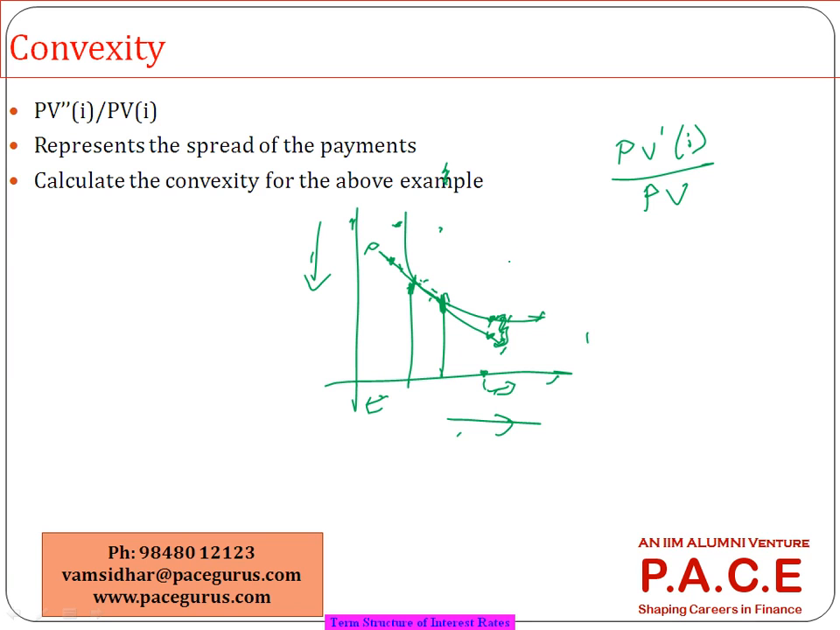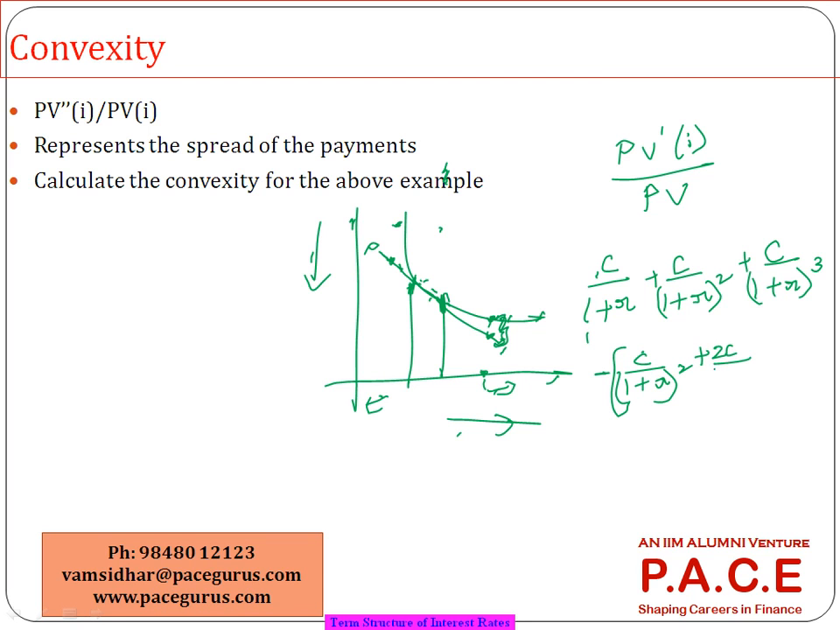which is a measure of the curvature. Same logic again: the price is C by 1 plus R plus C by 1 plus R squared plus C by 1 plus R cube. For the duration, we have taken out the minus, and we have C by 1 plus R squared plus 2C by 1 plus R cube plus 3C by 1 plus R to the power 4.